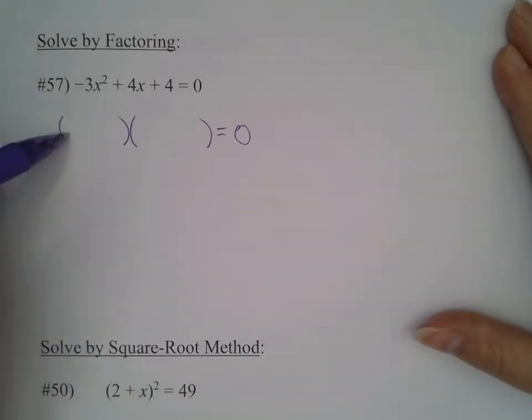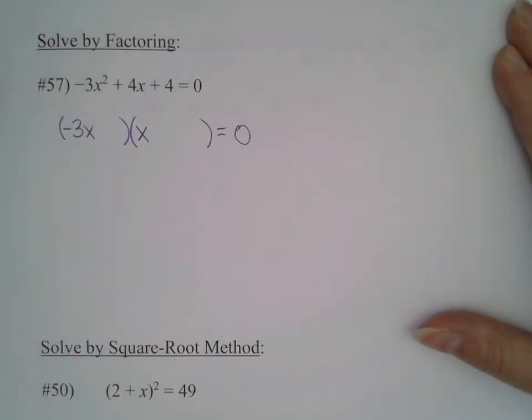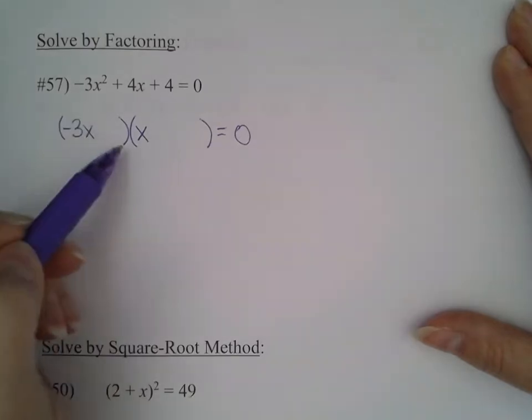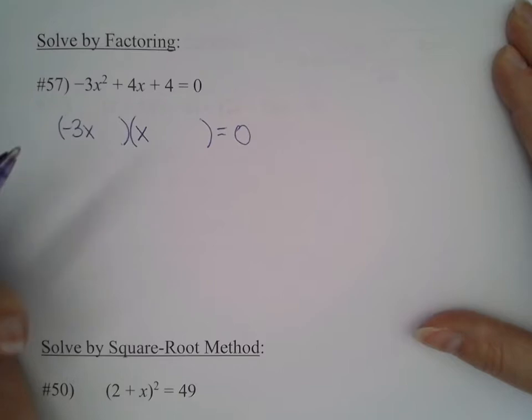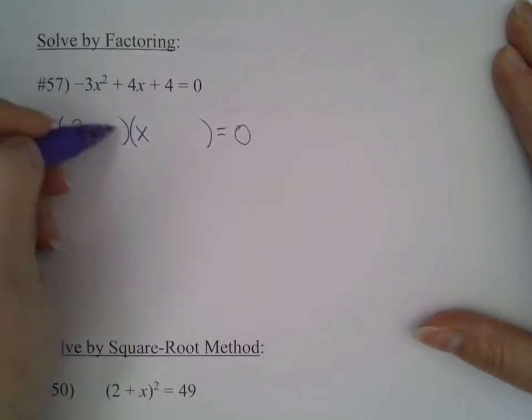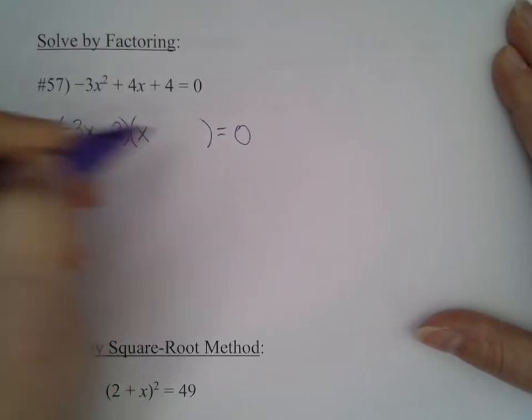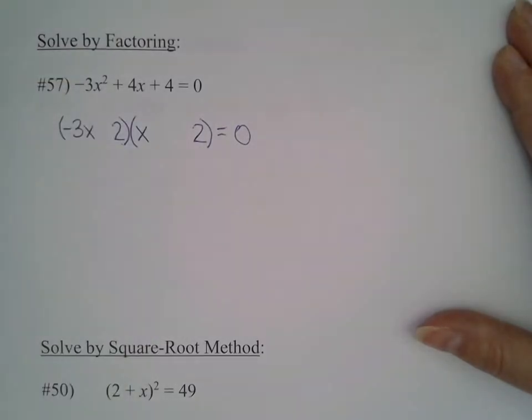So I want to put 2 things in the front here that multiply to be negative 3x squared, like negative 3x and x. I want to choose two numbers in the back here that multiply to be 4. You could choose 4 and 1, or you could choose 2 and 2. I usually like to start by trying the two numbers that are closer together. So I'm going to start with 2 and 2.